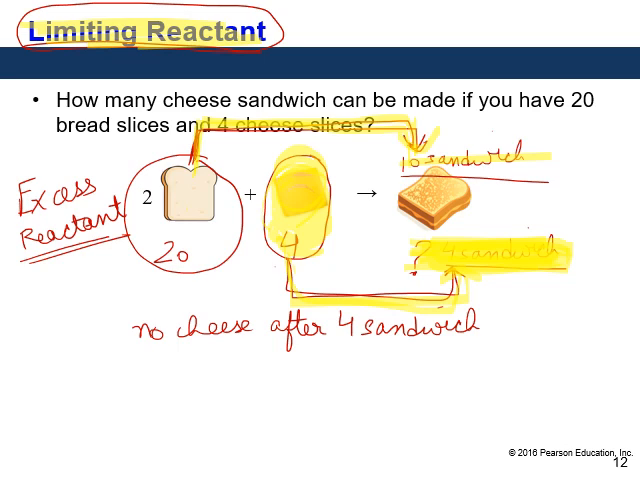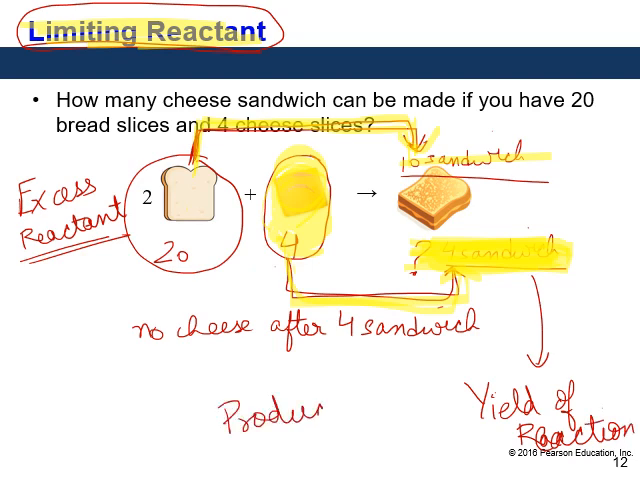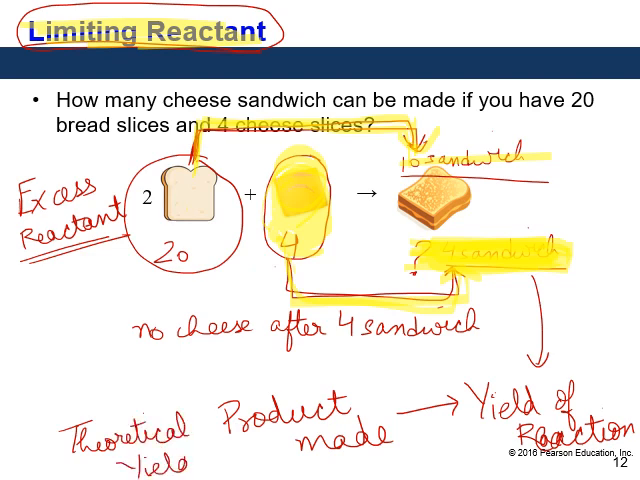And the amount of product actually made from the chemical reaction is called the yield of the reaction. In chemistry, the amount of product made from a reaction is called the yield of the reaction. So this is how much product you can make from this reaction. Now this is in theory. So this is called the theoretical yield of the product, meaning theoretical means in theory.